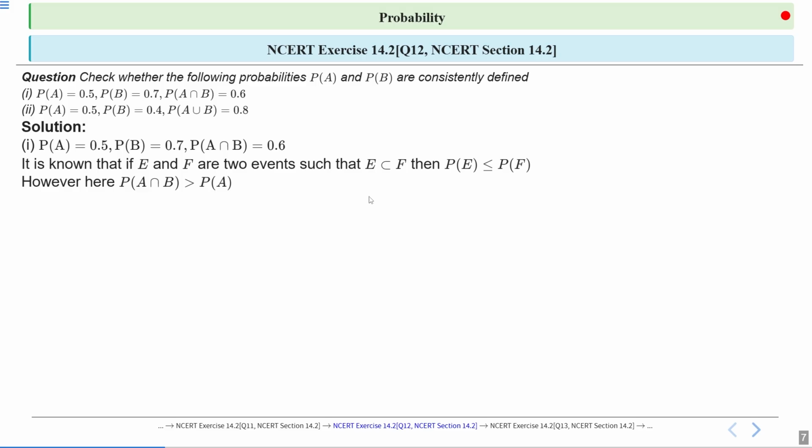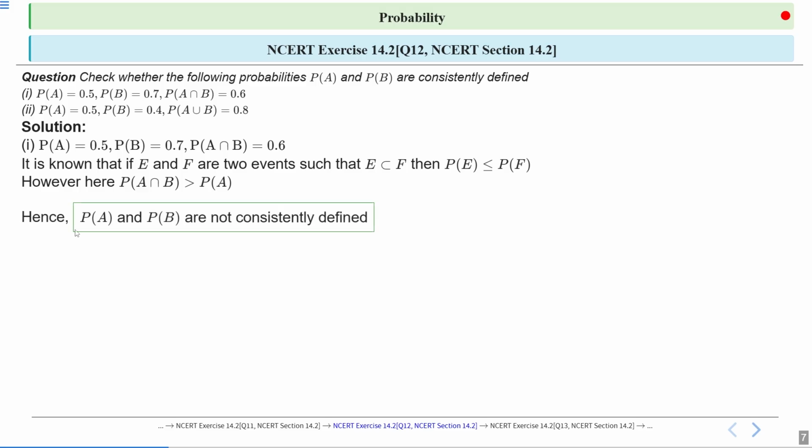So it should be followed that probability of A intersection B is less than or equal to probability of A. But we have here P of A intersection B is greater than P of A. Clear? So P of A and P of B are not consistently defined. So these two probabilities are not consistently defined. I hope it is clear. So now we will check the second one.